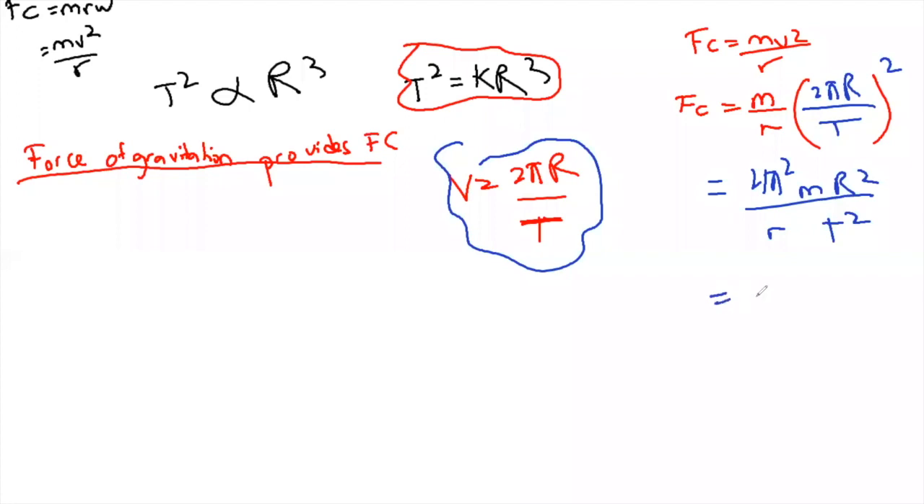Okay. Basically, what I'm going to do now is put this thing into this. So I am substituting this kr cubed into the t squared. What am I going to get now? I'm going to get 4 pi squared, a small m, an r squared over here, and an r, and I am going to get kr cubed.